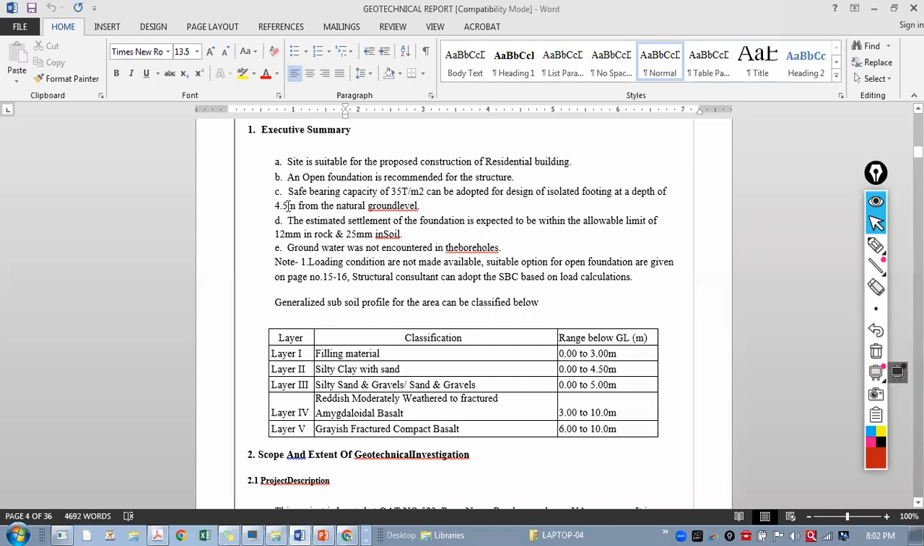At different levels, the SBC may be different. They are suggesting this. As a structural engineer, you can have some other suggestions also, but you need to verify the geotechnical report and core log reports. We will see what to do. The estimated settlement of the foundation is expected within allowable limits: 12 mm in rock and 25 mm in soil. This I have discussed with you. Groundwater was not encountered in the boreholes, so let's say for this project, there is no water table.